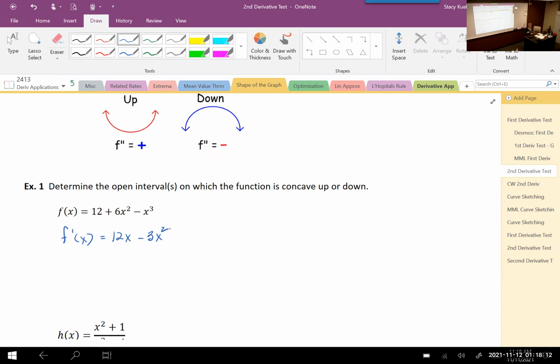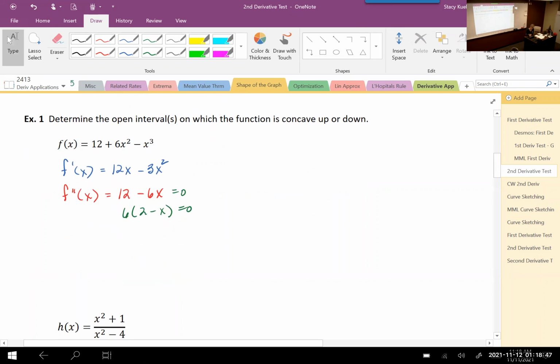Now, we're interested in moving on past that. So now I want to know, what is the second derivative? The second derivative would have to be 12 minus 6x. Now, the second derivative exists. It is also a continuous function, right? There's nowhere where the second derivative does not exist. So we're going to set the second derivative equal to 0 and solve. I would have 6 times (2 minus x) equal to 0, or 2 minus x equals 0, so x would have to be equal to 2.